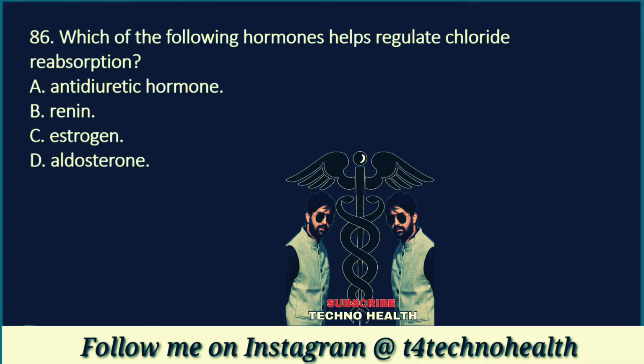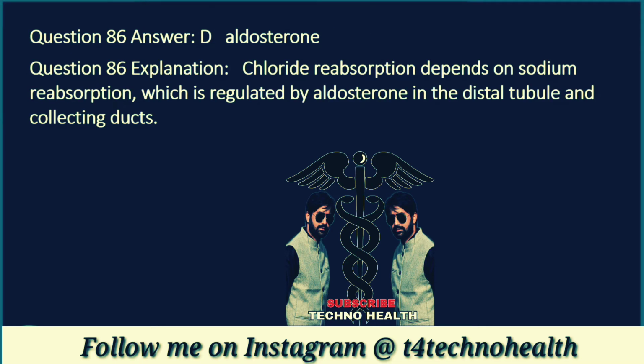Question 86. Which of the following hormones helps regulate chloride reabsorption? A. Antidiuretic hormone. B. Renin. C. Estrogen. D. Aldosterone. Answer: D. Aldosterone. Explanation: chloride reabsorption depends on sodium reabsorption, which is regulated by aldosterone in the distal tubule and collecting ducts.